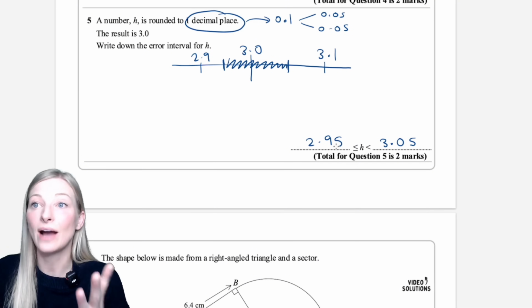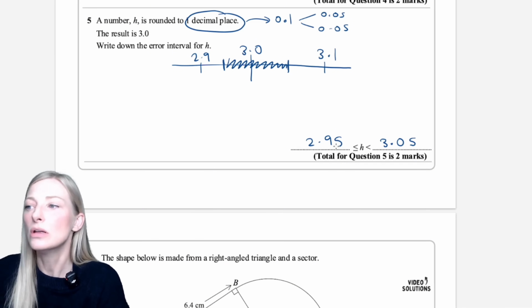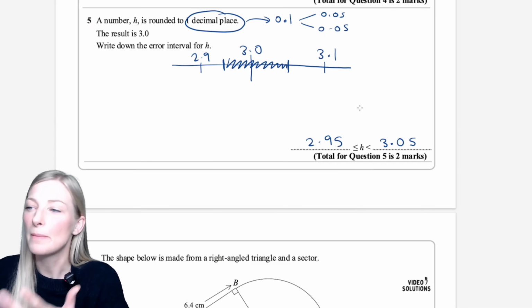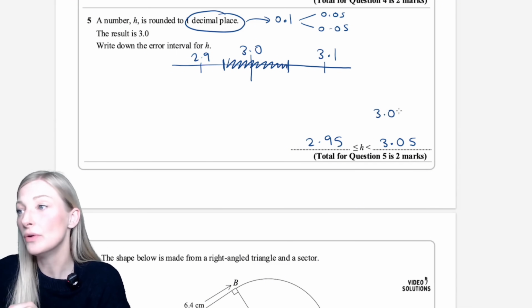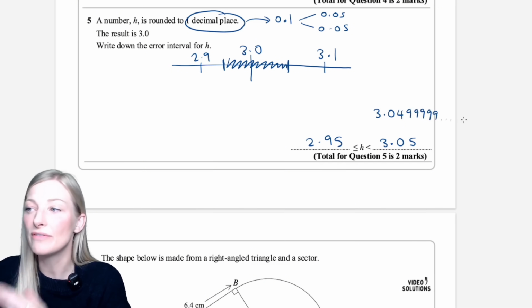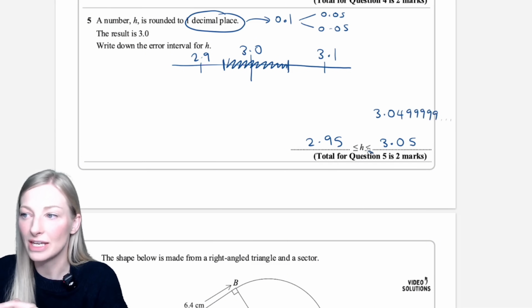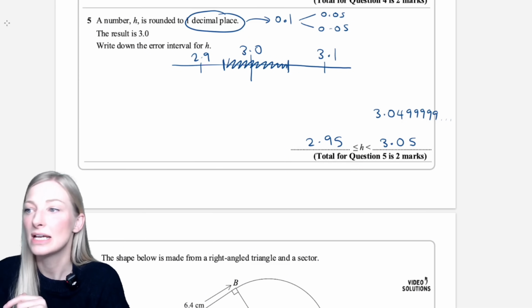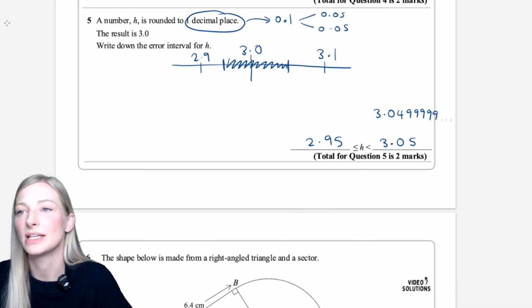That is how out your answer can be, how much the error can be in getting to 3.0. Now you might think, well, hang on, 3.05 would round up to 3.1, and you're absolutely right. But because we can go so infinitely close to it, so you could do 3.04999999 recurring, which goes so infinitely close that we just call it 3.05. We just don't have the equal to at that top end, and that means that it can go up to 3.05 but not actually equal that value, in which case it would round up.